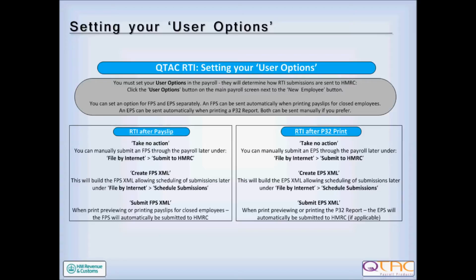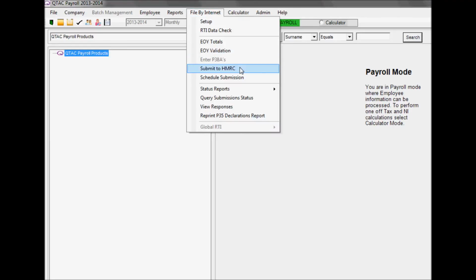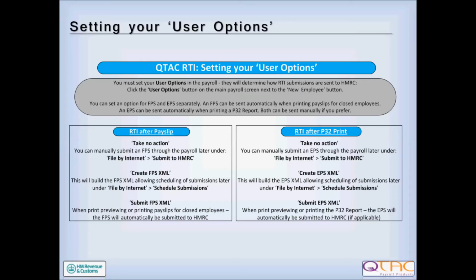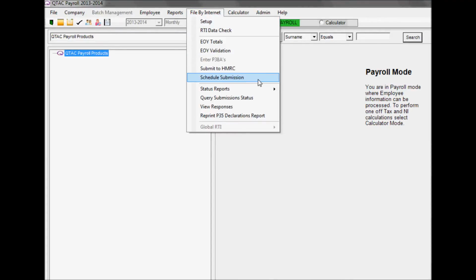The RTI after payslip option handles the way FPS submissions can be sent after you run your payslips for the pay period. There are three options there, the first being take no action. If you want to manually submit an FPS through the payroll, then you can do so under File by Internet, Submit to HMRC. You also have Create FPS XML. This is for those of you that want to schedule submissions later on, which you can do in the payroll under File by Internet, Schedule Submissions.